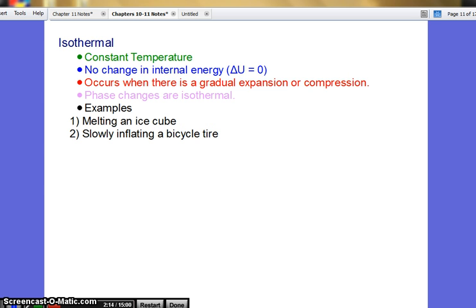The next type of thermodynamic process is isothermal. Again, iso is constant. In this case, thermal, like thermometer, temperature. So if it's isothermal, constant temperature, that means that the particles are not moving any faster or any slower. And if the particles move at the same speed, that means that the energy of each particle stays the same. And so the total energy of all the particles stays the same. And so therefore our internal energy stays the same. So during an isothermal process, there is no change in internal energy.